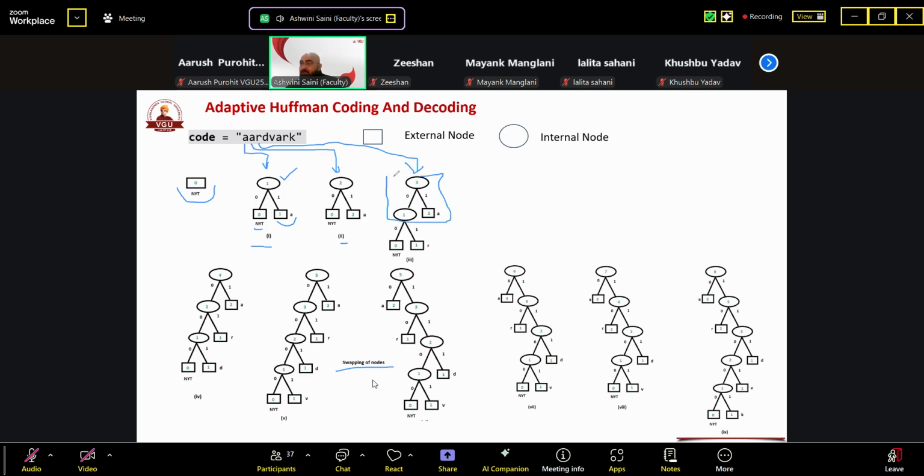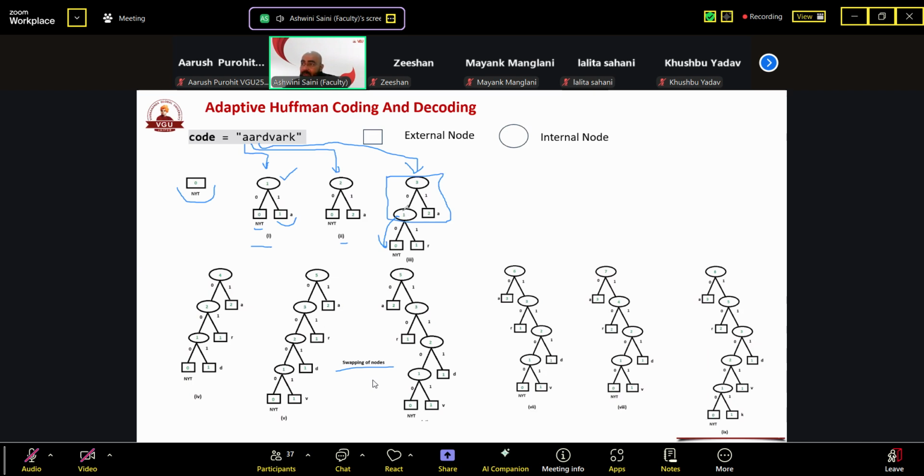This much tree is already there. One, sorry, NYT was there 0, and here was the 2. But here what we are doing, we are adding a new character R. So we are switching the NYT to the bottom and making it blank. Blank means without any use.